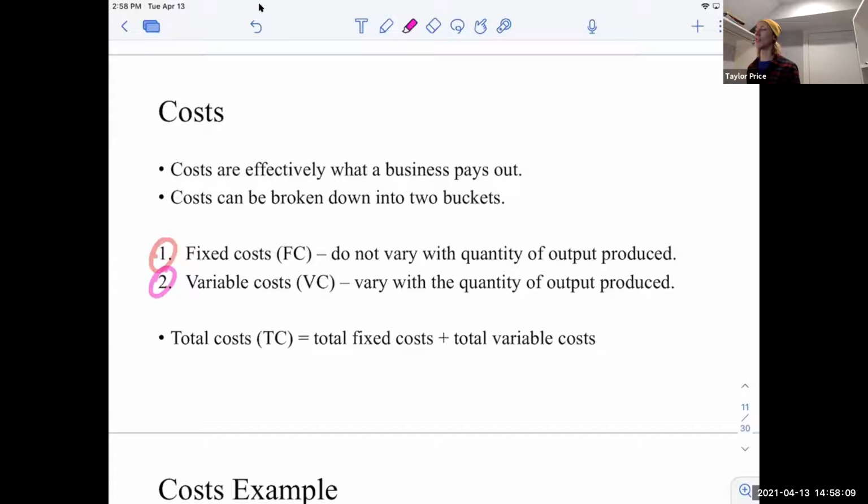Let's say you are a company that makes bread. The water you use and the flour you use are things that vary based on how much bread you produce. So total costs are just the combination of total fixed costs and total variable costs, taking all of those and plugging them in together.